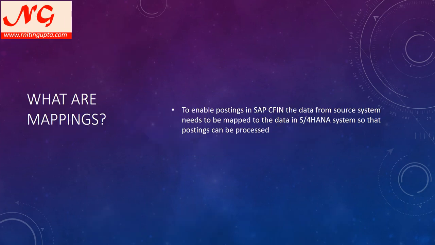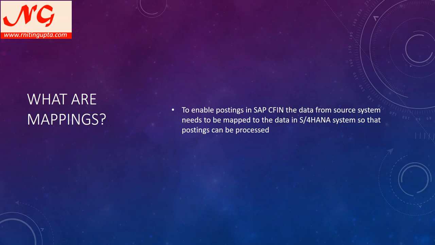So first question, what are mappings? Mapping is basically to enable posting in CFIN or S4HANA, you need to have some data objects mapped. For example, in the source system, you post a vendor invoice. Now, that vendor invoice needs to be replicated to CFIN, or S4HANA. Whenever I say CFIN, it's an S4HANA system. When that vendor invoice gets replicated, it will be reposted. So now your vendor needs to be mapped to vendor, your GL account needs to be mapped with GL account, your company code needs to be mapped to company code, or any other fields which are relevant in the story.